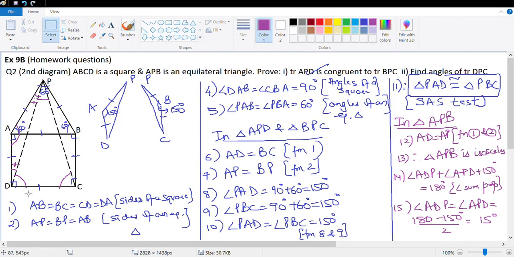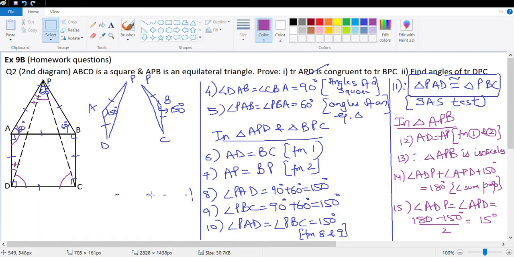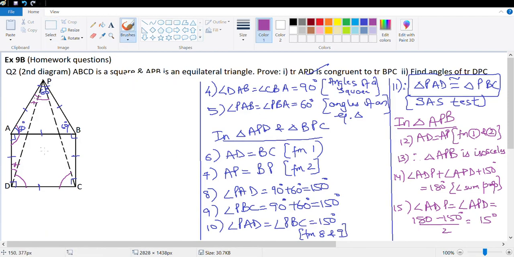I'll need some space, so let me just erase what I have written here so that we have some space to write this down. Okay, so what we get is this small angle here is 15 degrees. This small angle here is 15 degrees. The big angle here is 90, out of which 15 is gone, which means this is 75 degrees. Let's just write that down. Point number 16, angle ADC is equal to 90 degrees is equal to 15 degrees plus angle PDC. Therefore, angle PDC is equal to 75 degrees.